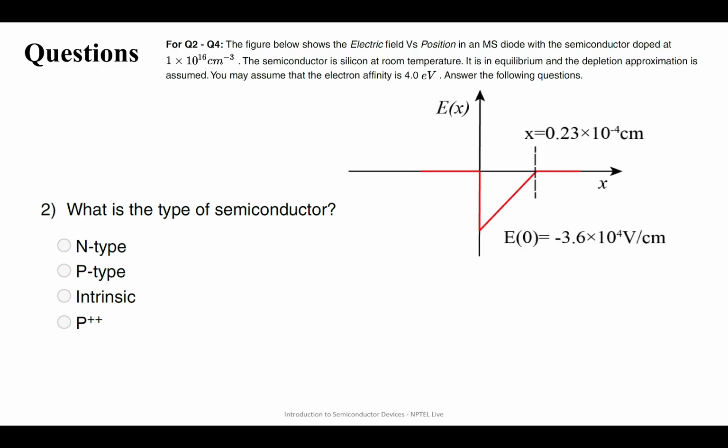So you are given here E naught is minus 3.6 into 10 per 4 volt per centimeter, and x equals to 0.23 into 10 per minus 4 centimeters. So what is the type of semiconductor here? P type, N type, intrinsic, or P++?